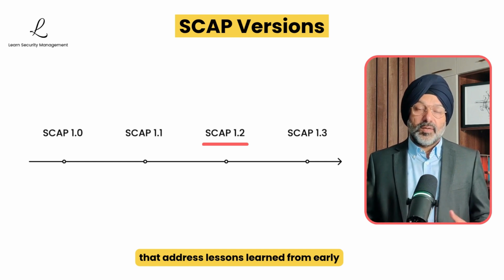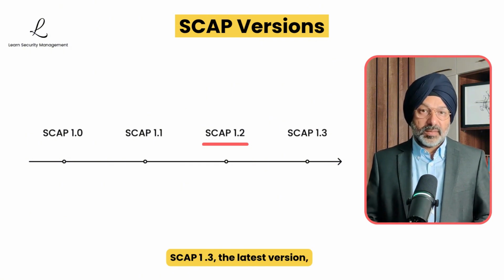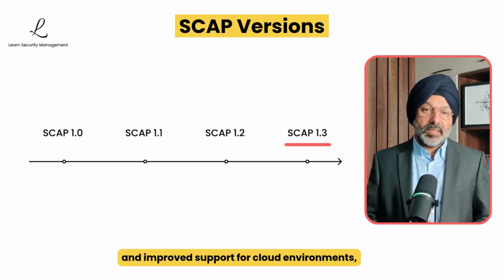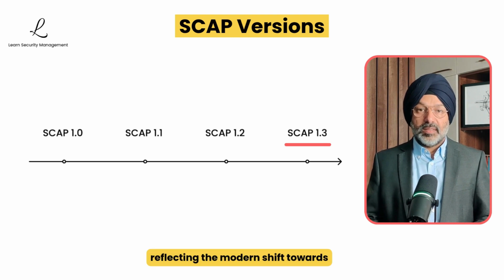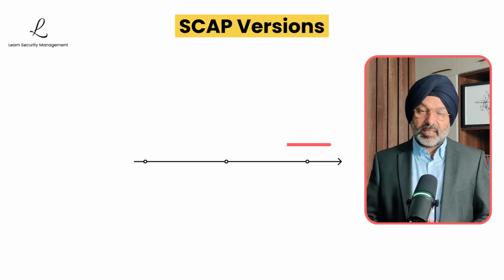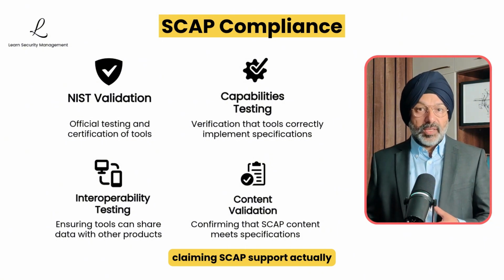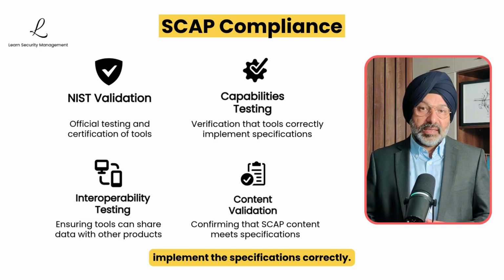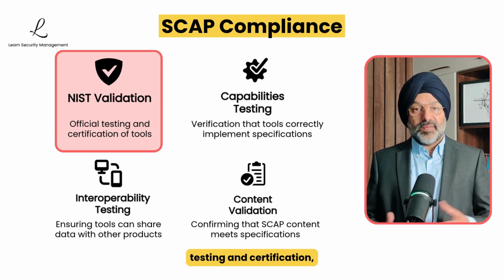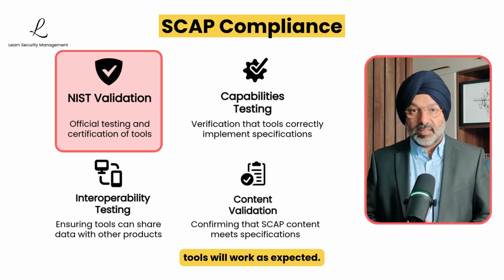that address lessons learned from early implementations and provide better support for complex enterprise environments. SCAP 1.3, the latest version, incorporates enhanced automation capabilities and improved support for cloud environments, reflecting the modern shift towards cloud computing and DevSecOps practices. SCAP compliance validation ensures that tools claiming SCAP support actually implement the specifications correctly. The NIST validation program provides official testing and certification, giving organizations confidence that validated tools will work as expected.